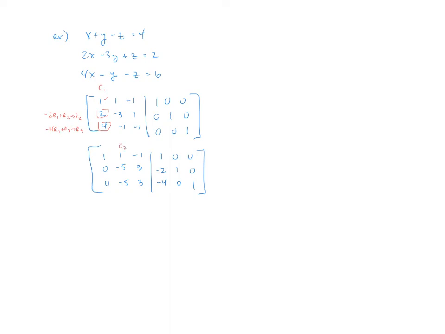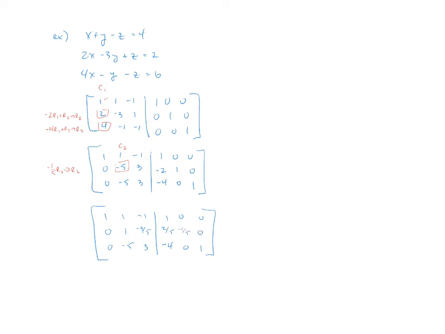On to column 2. We need to make this a 1. So I'll go ahead and do a -1/5 row 2 to get a new row 2. Keep our first row and our third row the same. This will give us a 0. It'll give us a 1, a -3/5, a 2/5, a -1/5, and a 0.